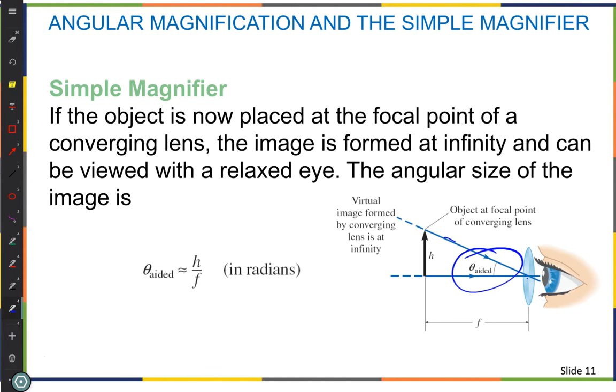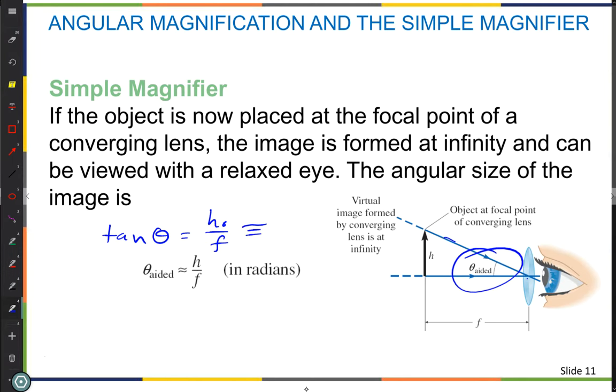Well, once again, using geometry, I have the opposite side is still the height of my object. The adjacent side is now the focal length. And so I have tangent of theta is equal to h naught over f. But because it's a small angle again, I can just say that's approximately equal to, wow, my handwriting today is even better than normal.